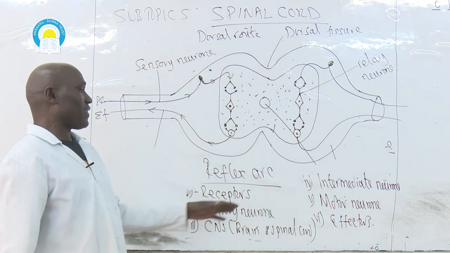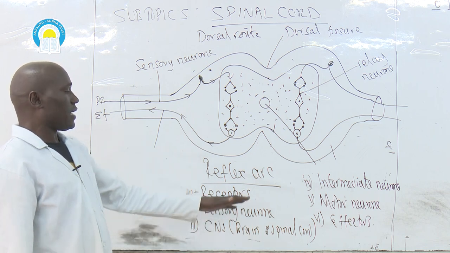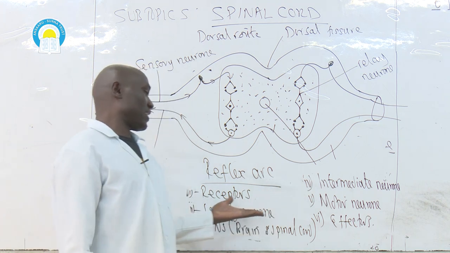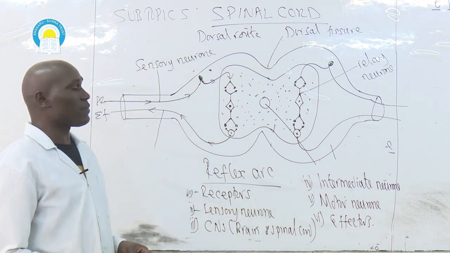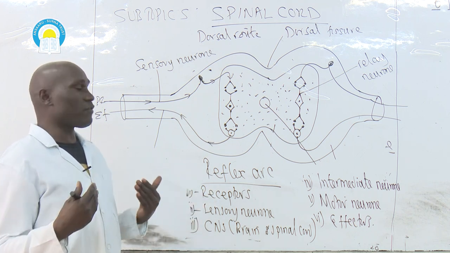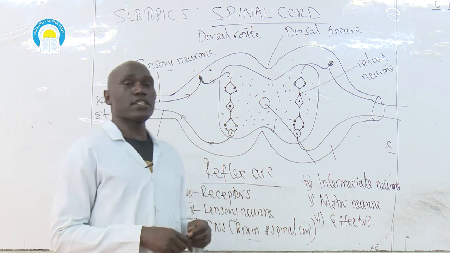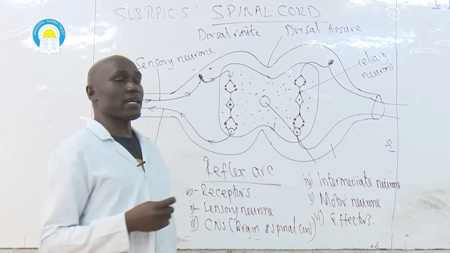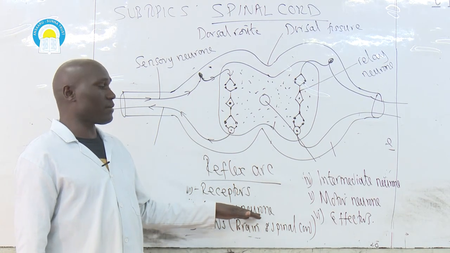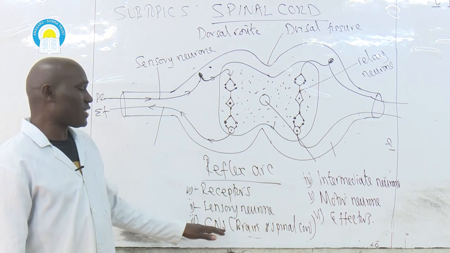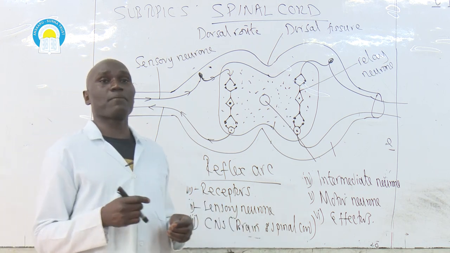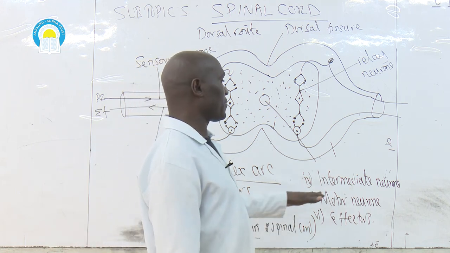So the six components or the six types of structures that form simple reflex arc are receptors, which will receive or perceive the stimulus, sensory neuron, a nerve cell that will conduct the nerve impulse from the receptors to central nervous system for integration. Central nervous system made up of the brain and spinal cord, where the nerve impulse will be integrated.